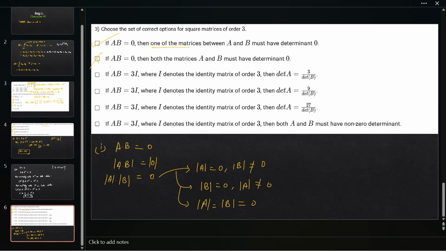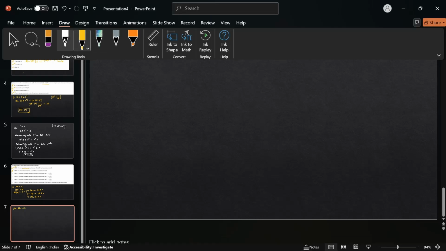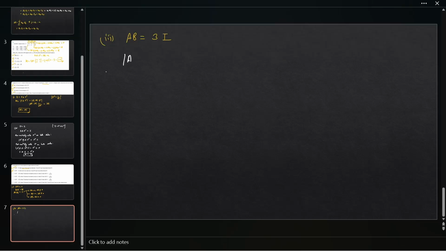Okay, moving on to option 3, here we have AB is equal to 3I, then which of the following is correct? So let's check it. We are given that AB is equal to 3 times I. So if AB is equal to 3 times I, we can take determinant on both the sides. That would give us determinant of 3 times I.